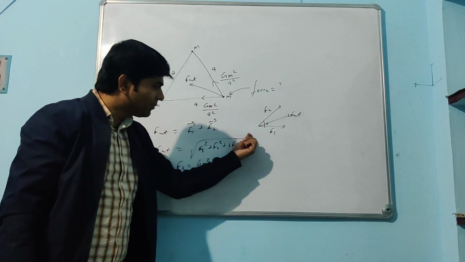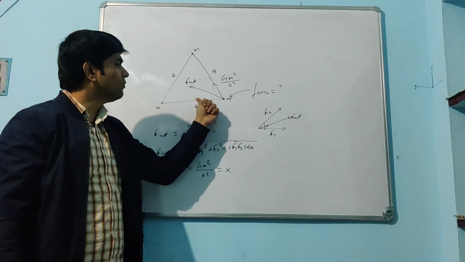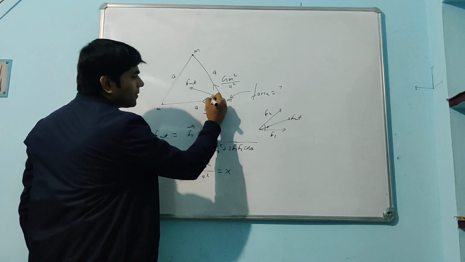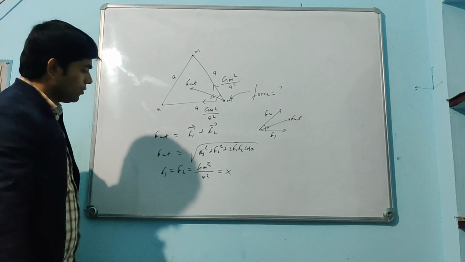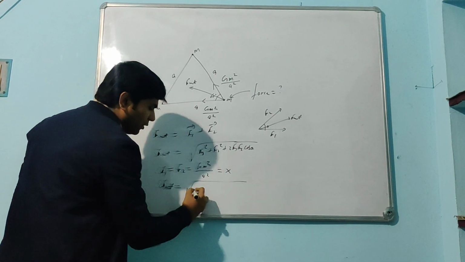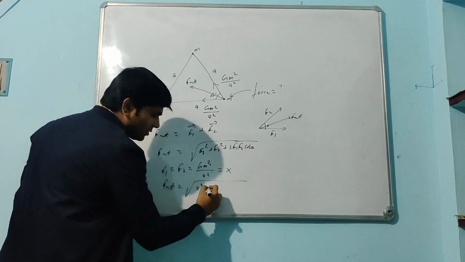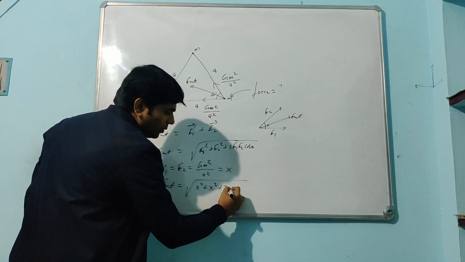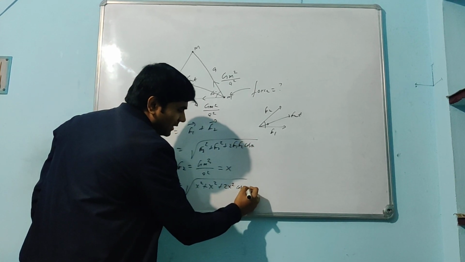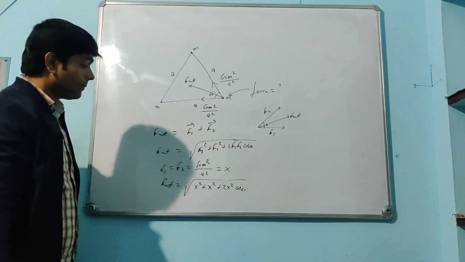And what will be the value of theta? What is the angle between these two vectors? As it is an equilateral triangle, the angle between them will be 60 degrees, right? So if I put this value, F net will be equal to root over x square plus F2, which is also x, so x square plus 2, x into x is x square, and cos 60 degrees.